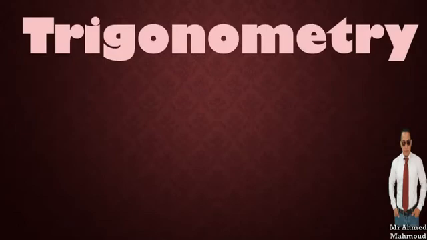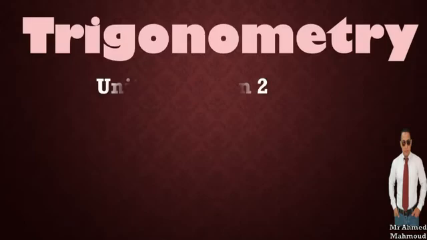Today, inshallah, we have the second lesson in trigonometry. Trigonometry, as we studied in the first lesson, is the branch of mathematics that studies angles and sides of a triangle. But in this section, we are going to study only the right angle triangle, as we studied in the first lesson, and we are going to continue in the second lesson.